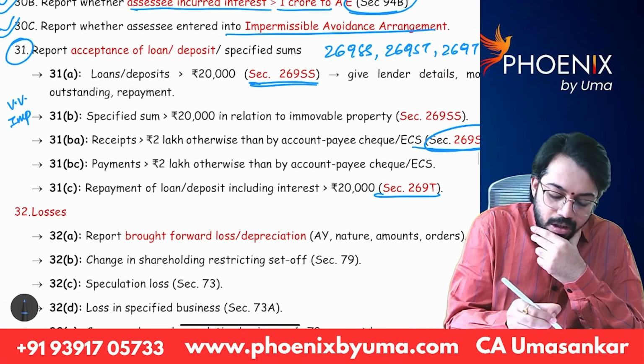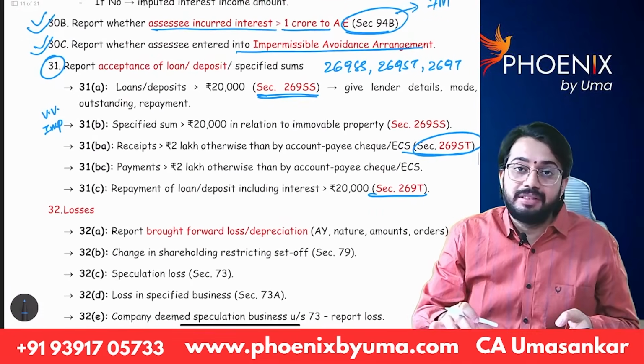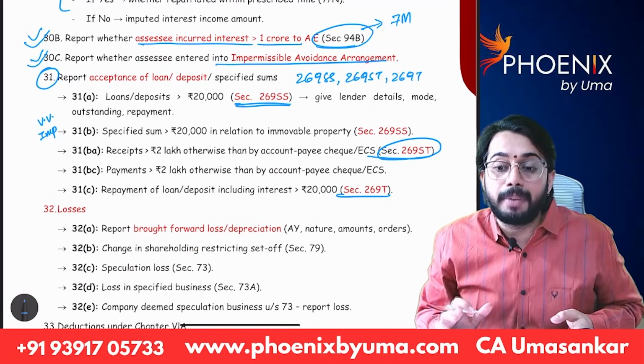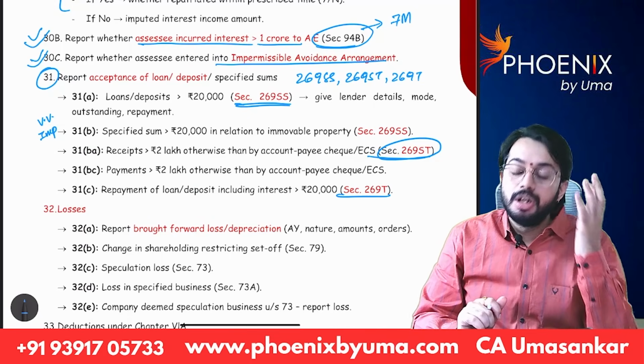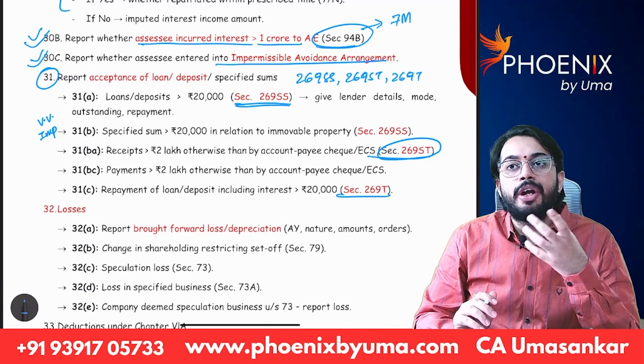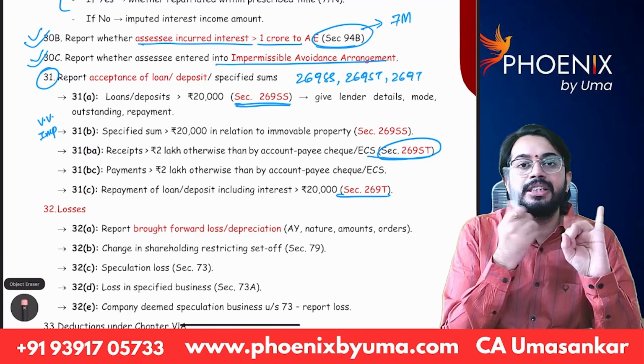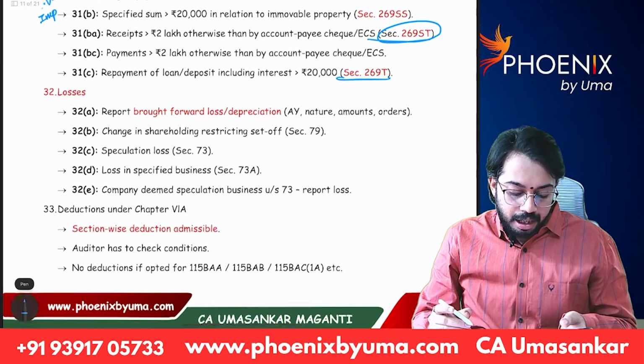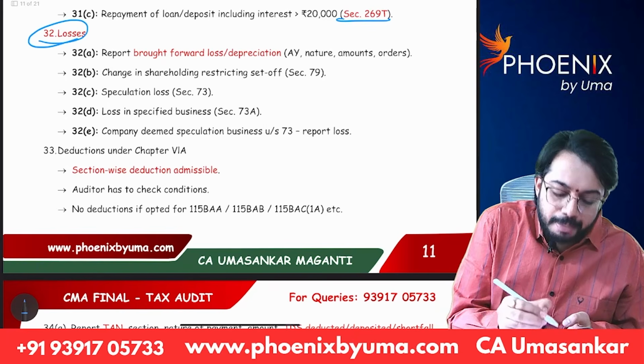I told you clause 21 is very important. Clause 31 is also very important. Mark down. So under clause 31, we are going to give information of 269SS, 269ST and 269T. Okay. Next, clause 32, it is all about losses.